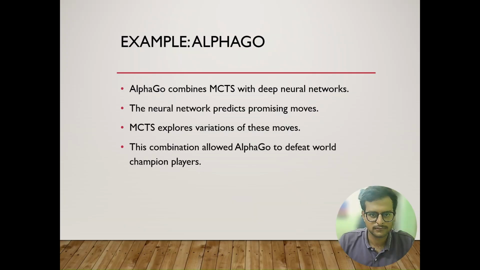Now I will explain the very famous application of Monte Carlo tree search, which is AlphaGo. AlphaGo was developed by DeepMind to play the board game Go, which is known to be extremely complex because it has a huge number of possible board positions.